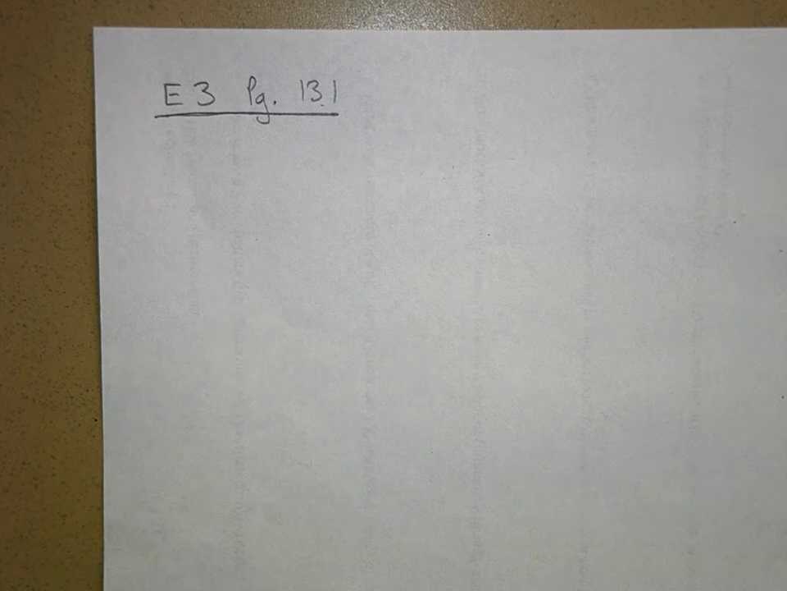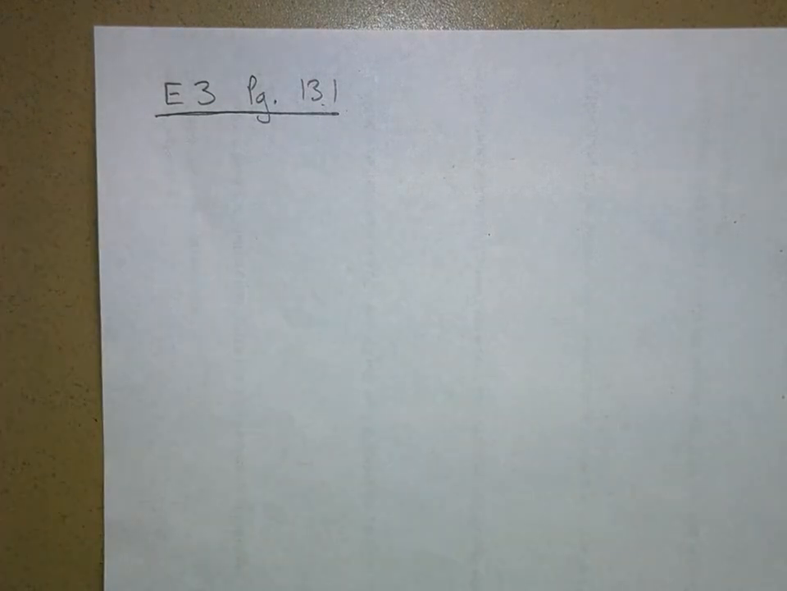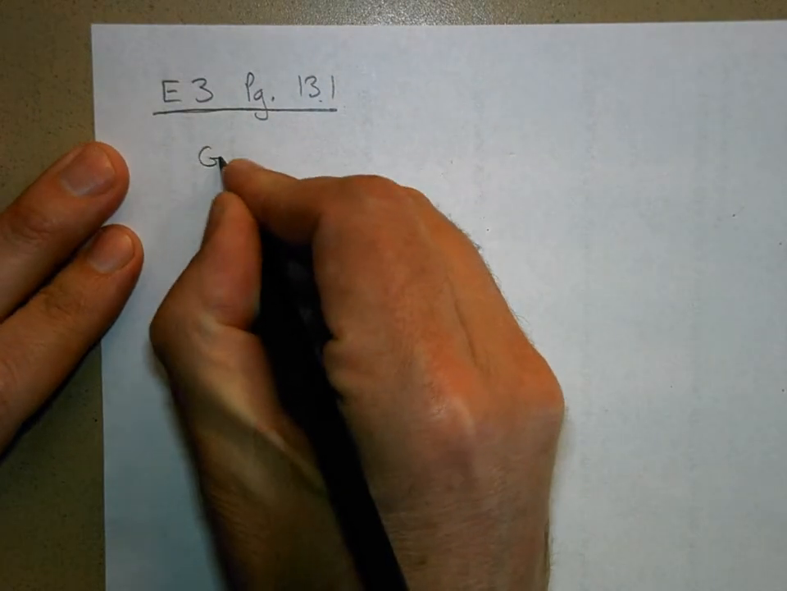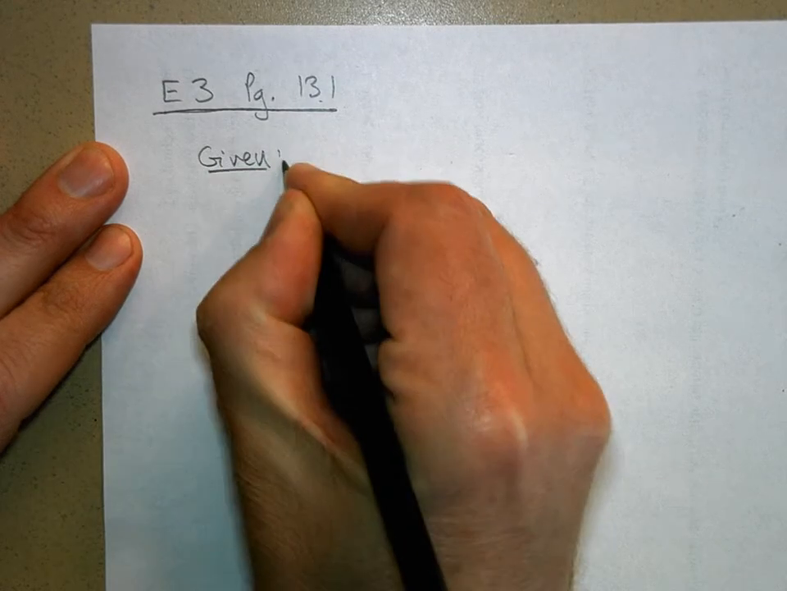But here's the problem. So the first thing is you read the problem. It says you push a 25-kilogram wooden box across a wooden floor at a constant speed of 1 meter per second. How much force do you need to exert on the box? Okay, so the first part of the procedure is to write down what's given and draw a picture.